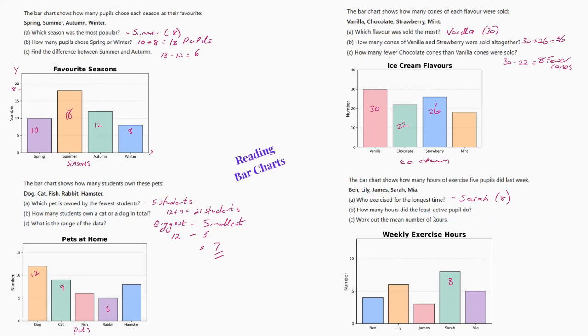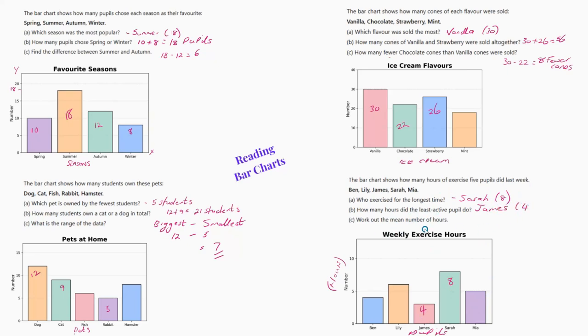How many hours did the least active pupil do? So what is the least number here? Well, it's going to be James. I'd say it was about 4. Remember to label it. I'm just going to put this as pupils, if I can fit it in. And really, you should have put hours here as well. It's really important, labelling. So it was James, and he did 4 hours.